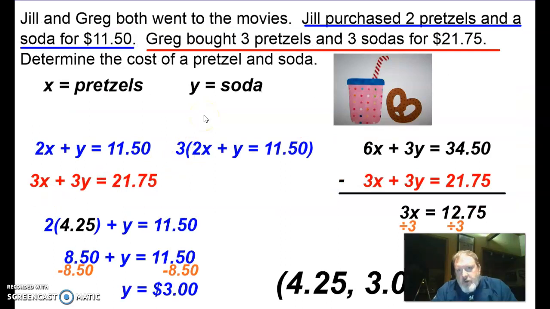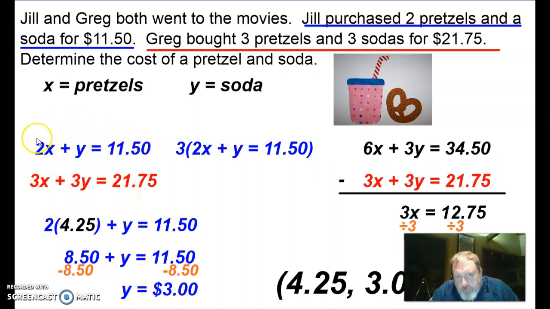All right, Jill and Greg, they went to the movies. Jill purchased 2 pretzels and a soda for $11.50. Greg bought 3 pretzels and 3 sodas for $21.75. So apparently Greg was hungry and thirsty and has a lot of money to spend. So we'll let x be the pretzels and y be the sodas. So Jill had 2 pretzels, 1 soda for $11.50. Greg, you can see here, had 3 and 3 for $21.75.